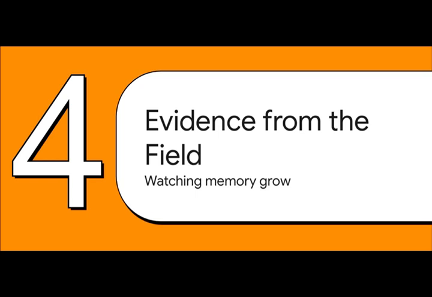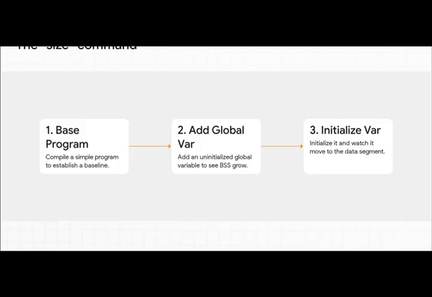But talk is cheap, right? How can we be sure this is what's really going on? Well, we can actually look for some proof. We can see these segments with our own eyes and even watch them change. We're going to use a handy little command line tool called size. It's awesome. It tells you the exact size in bytes of the text, data, and BSS segments in your compiled program. So we're going to run a quick 3-step experiment to prove our map is accurate.